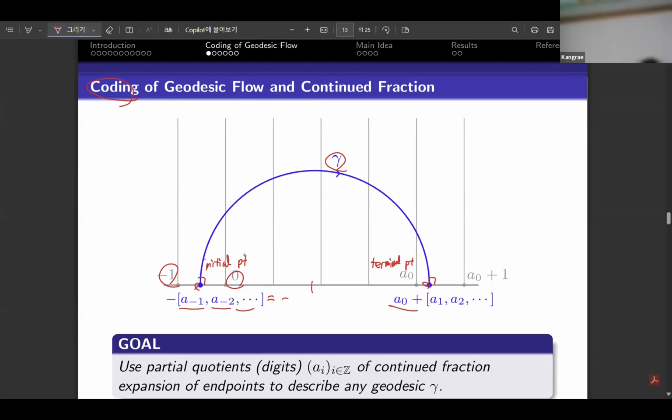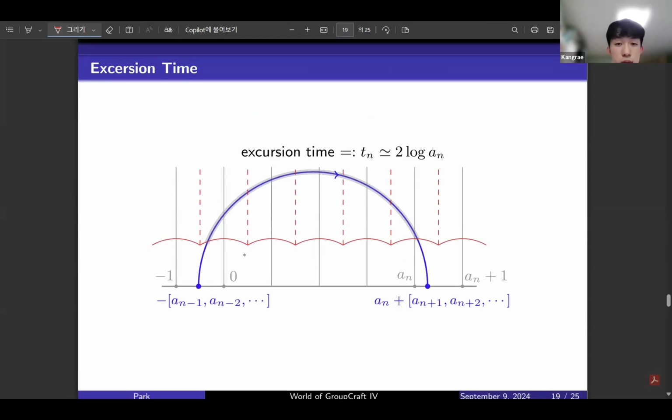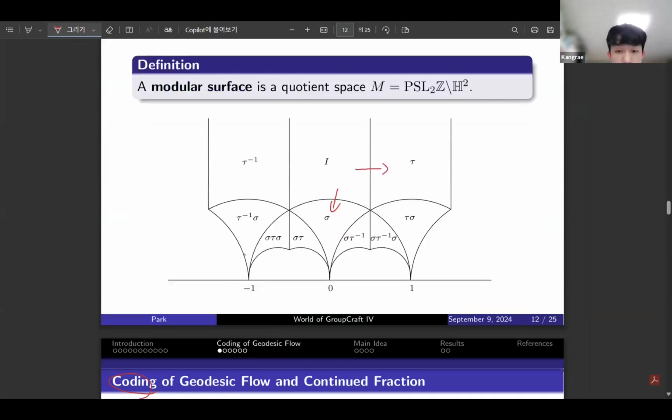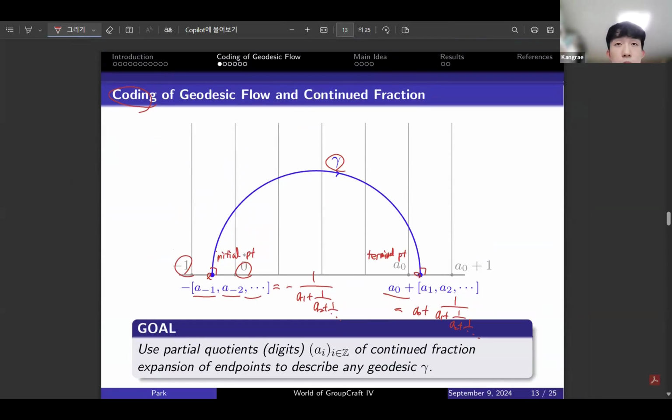This would mean -1 over a_{-1} plus 1 over a_{-2} plus 1 over, and so on. And the terminal point would mean a_0 plus 1 over a_1 plus 1 over a_2 plus 1 over, and so on. Okay, so our main goal in this section is describing any geodesic gamma by using partial quotients a_i of the continued fraction expansion of endpoints.